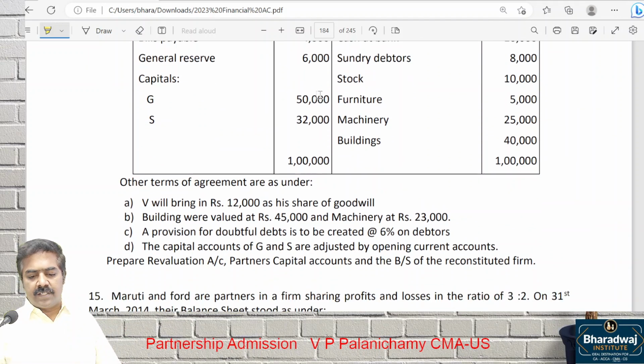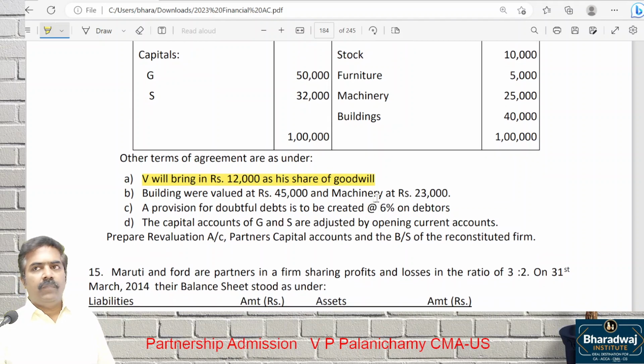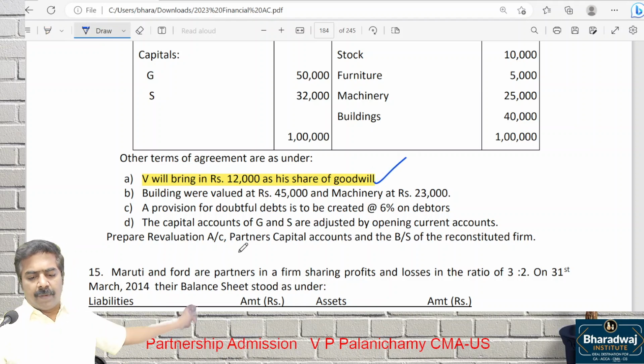Balance sheet of G and S is given. Look at, he will bring 12,000 as his share of goodwill. What is it? Premium method. The new partner brings in cash for goodwill, premium method. Look at point number B. Building revalued, machinery revalued, provision for bad debts, how much? 6% on debtors. So point number B and C talks about which account? Revaluation account.